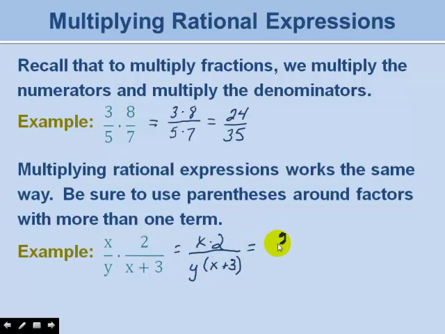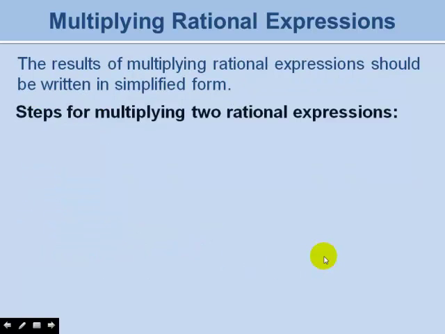So we can rewrite this in a little bit more standard form. And in some places in your homework, they're going to expect you to distribute, so they might want you to multiply the y through into both of these terms. But here we're just going to leave it in a factored form. So we'll leave this as y times the quantity x plus 3. The other thing we need to think about when multiplying fractions or rational expressions is that the results of the multiplication should be written in a simplified form.